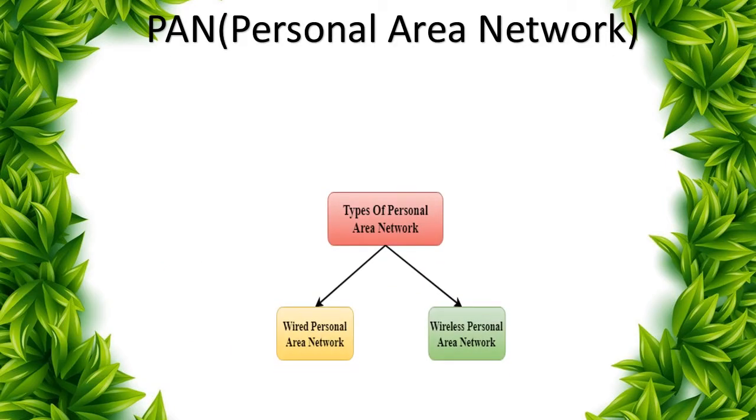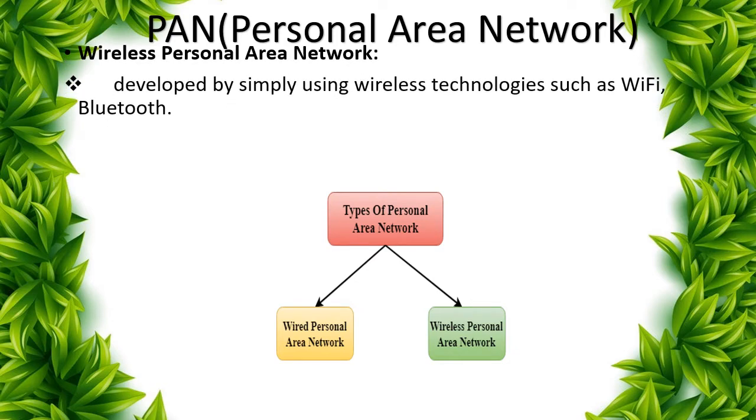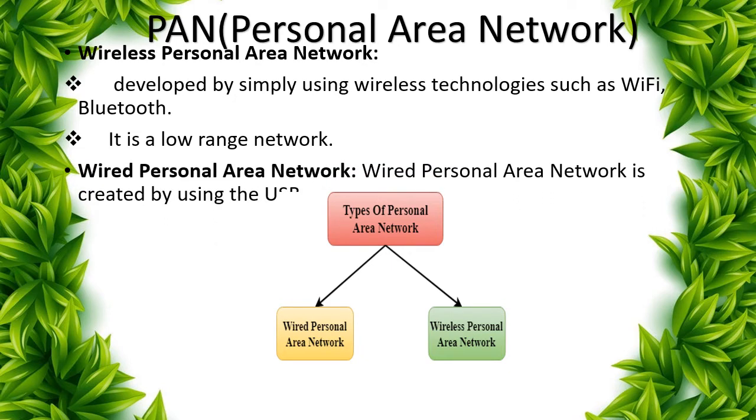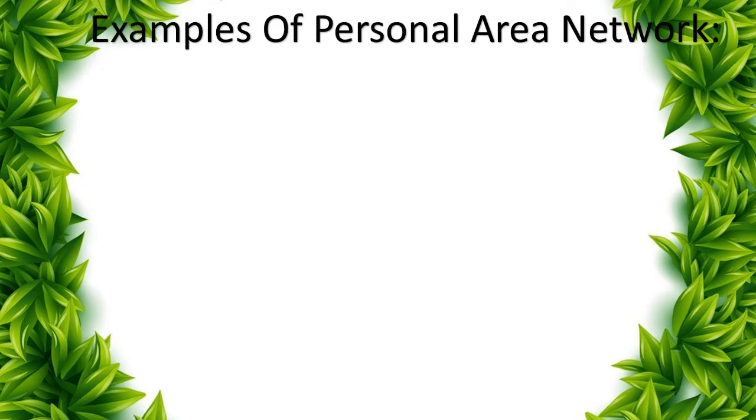Next, there are two types of personal area network: one is wired, another one is wireless. Wireless is developed by wireless technology like Wi-Fi and Bluetooth connections, and it's a very low range network. But wired is developed by USB. And next, there are a few examples for personal area network.